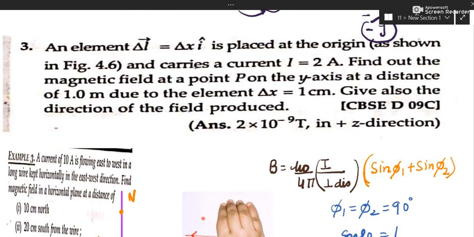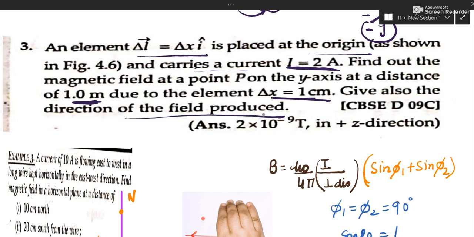Getting to next, an element is placed at the origin as shown and carries a current of 2 amperes. So current is there, this is distance, length of the current element, so all the things are there. We have to find out the magnetic field. So this question is for your practice, and please check your answer in magnitude and direction both. This is for practice.